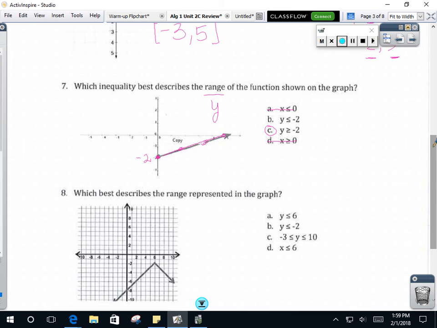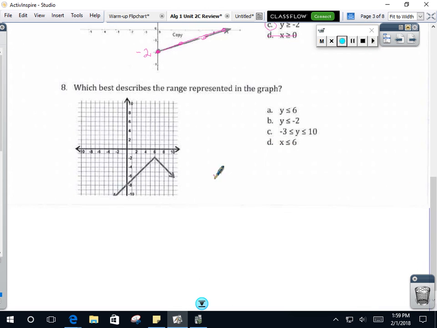Okay, number 8. Turn around, pay attention. Which best describes the range? So again, we're talking about y values, so that eliminates D. Now, see how every part of this graph, this upside down V, is at -2 on the y-axis or below? Wouldn't that be everything less than or equal to -2? So B.